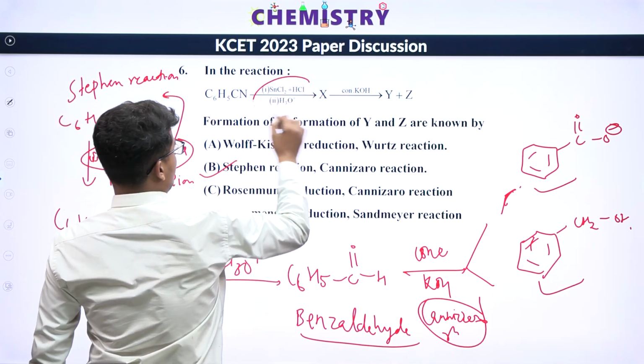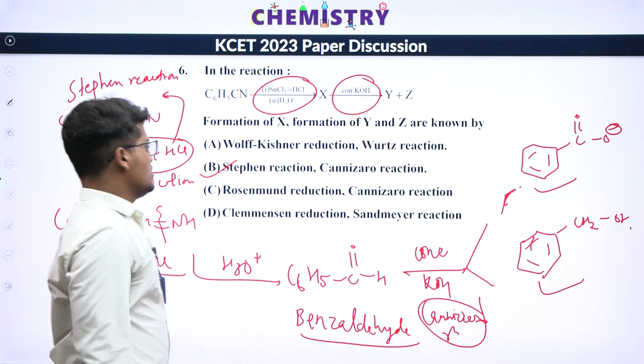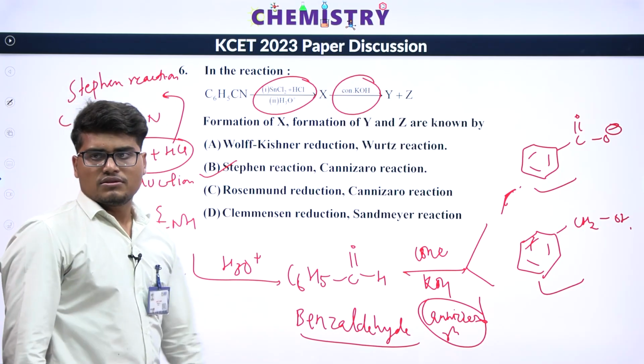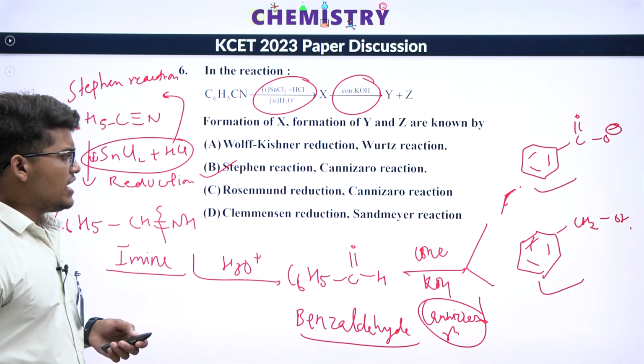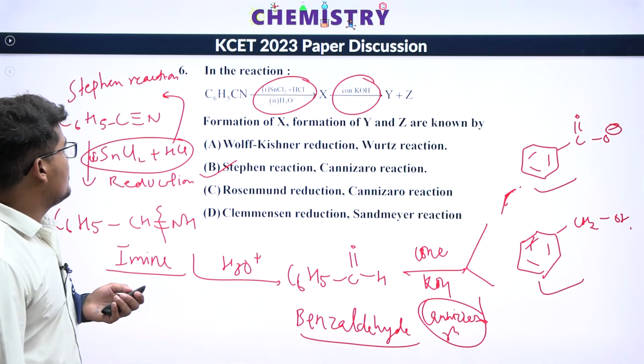Correct? The first is Stephen and the second one is Cannizzaro. So option B will be the correct answer. Correct? Fine. It is okay. You can see the solution. If you have any doubt, you can ask. Correct? Now come to the seventh one.